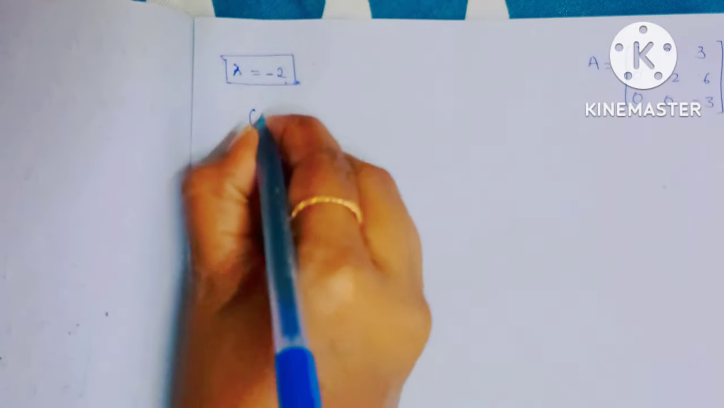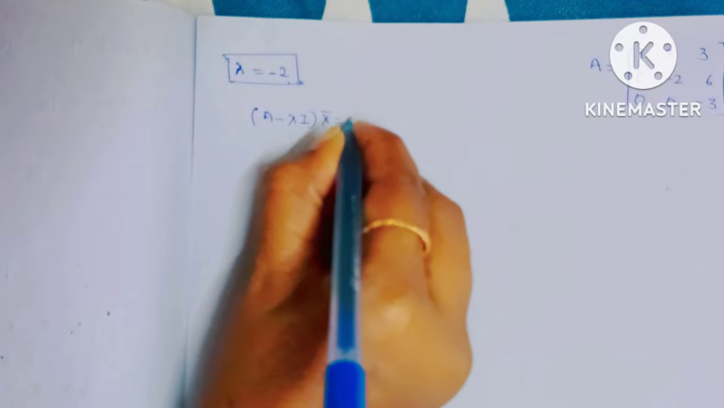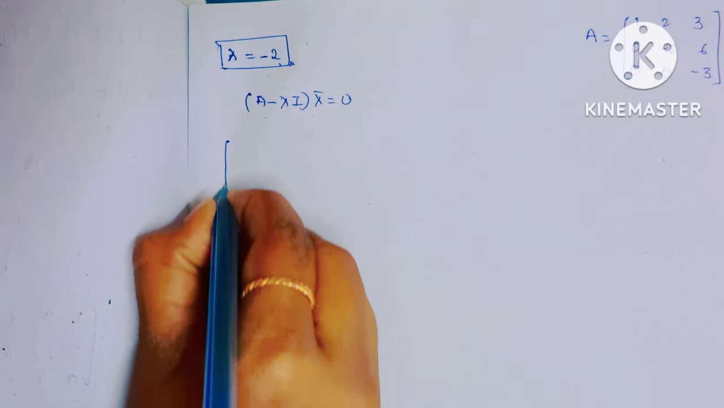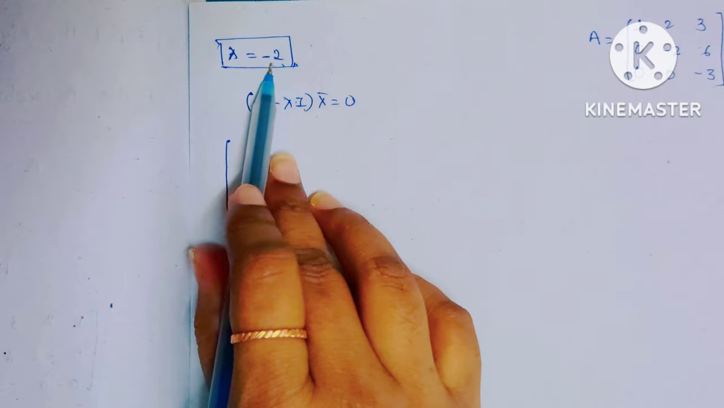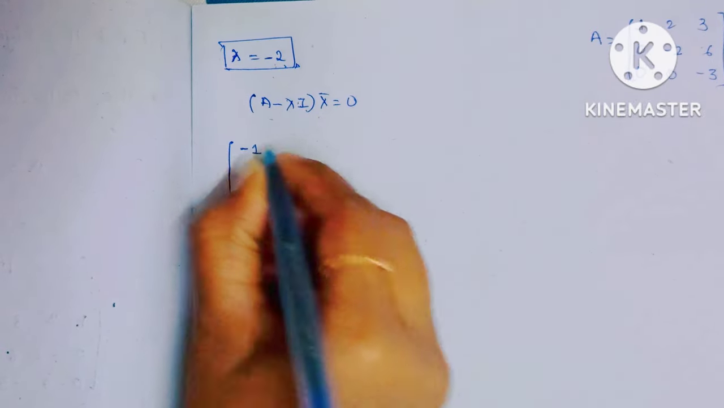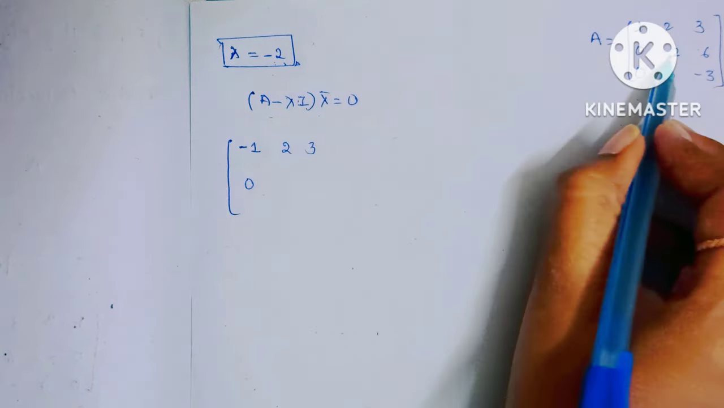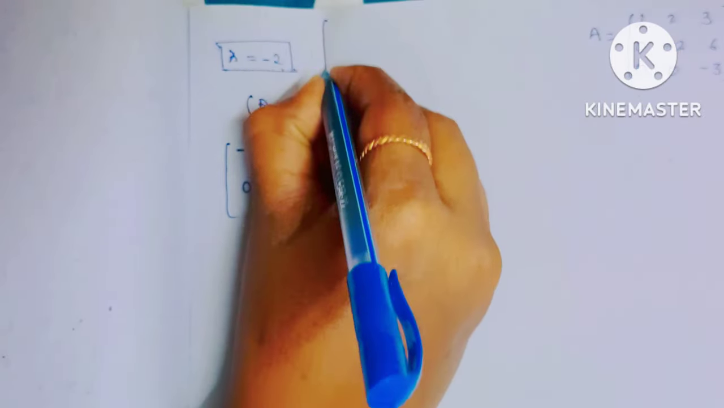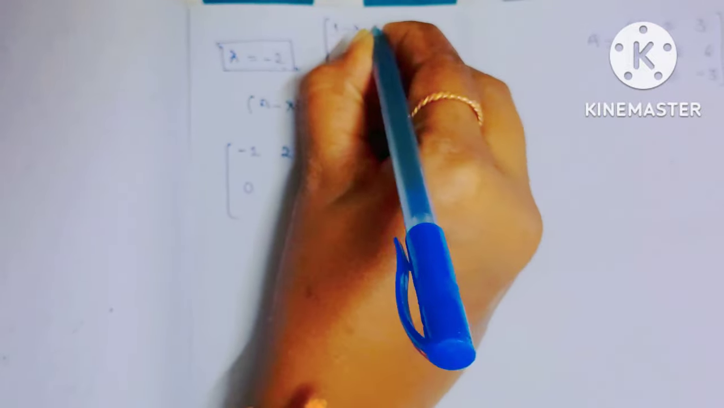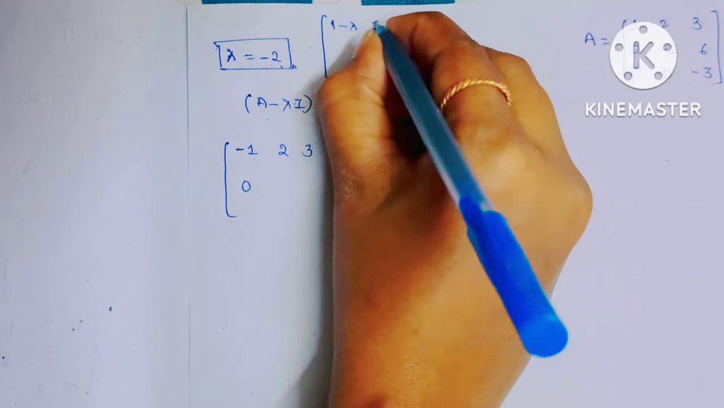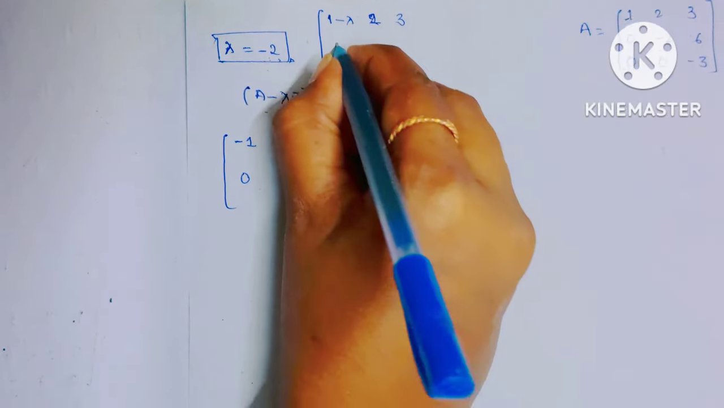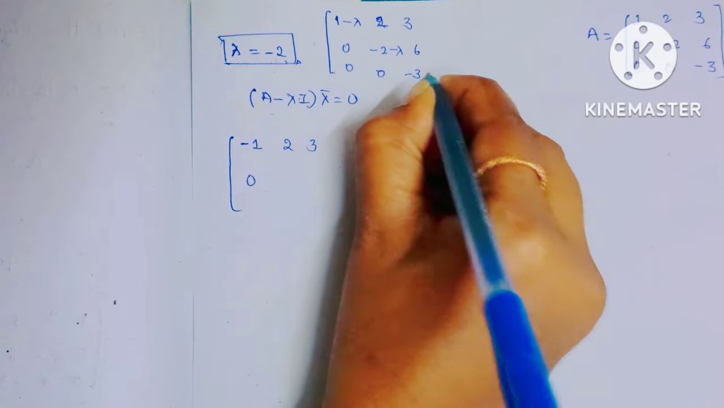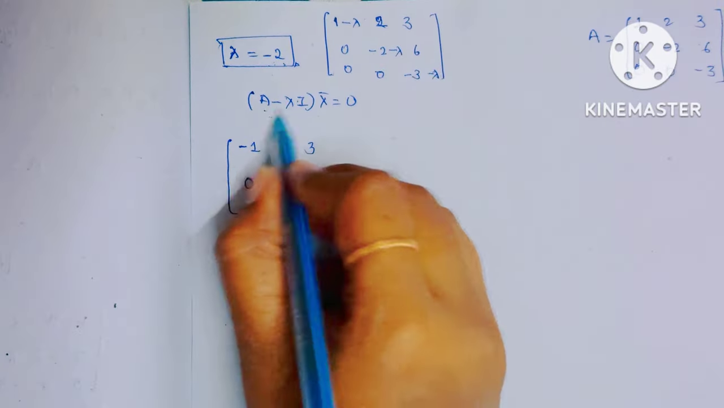Same formula here also: A minus lambda I into x bar equals 0. I will write the A minus lambda I matrix here: rows 1 minus lambda, 2, 3; 0, minus 2 minus lambda, 6; and 0, 0, minus 3 minus lambda. This is the A minus lambda I matrix.